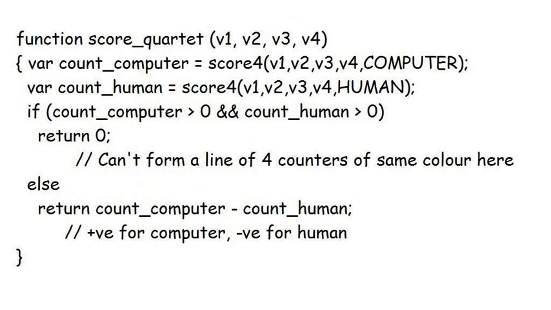The function scoreQuartet takes 4 spaces on the grid, again without worrying exactly where they are, and scores them for both the computer and human, returning the result as a single number, by calling the previous function twice, once for the computer and once for the human. Note that if both the counts for the computer and the human are bigger than 0, then the score for that position has to be 0.